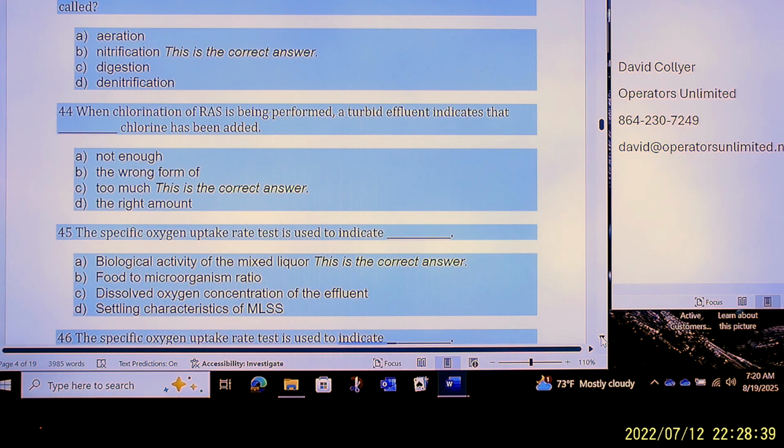Number 43, the oxidation of ammonia nitrogen to nitrate nitrogen by biological means is called A, aeration, B, nitrification, C, digestion, or D, disinfection. The answer to 43 is B, nitrification.